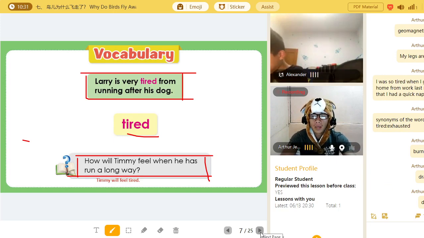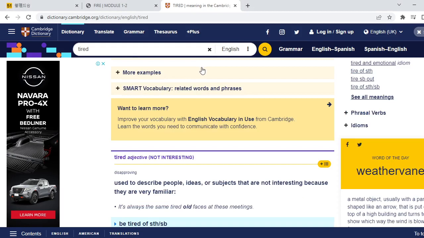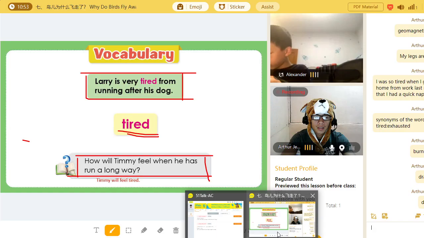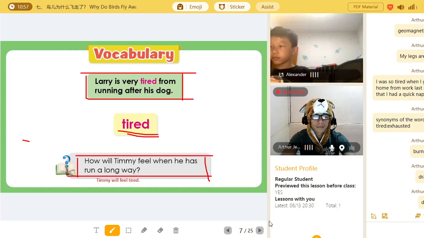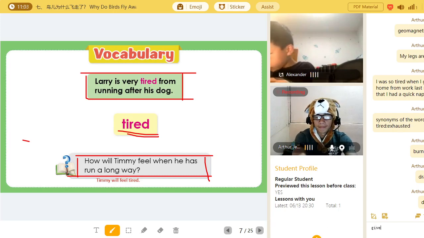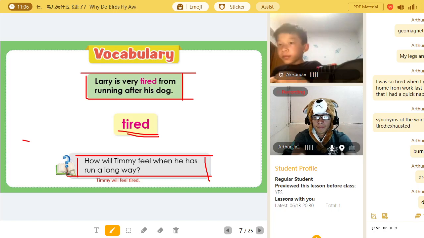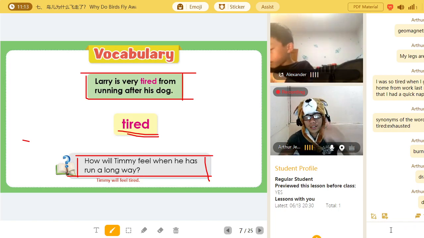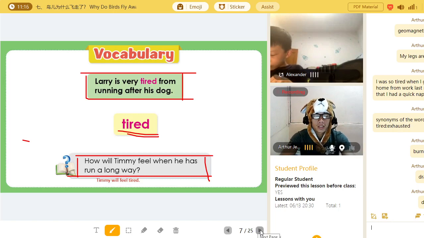Oh, by the way, can you make a sentence using the adjective tired, Alexander? Can you give me a sentence, please? Alexander, can you think of a sentence? I'm so tired. Okay, very good. That is correct. Good job. Well done. Let's go to the next page.